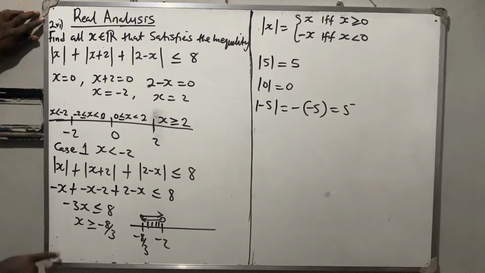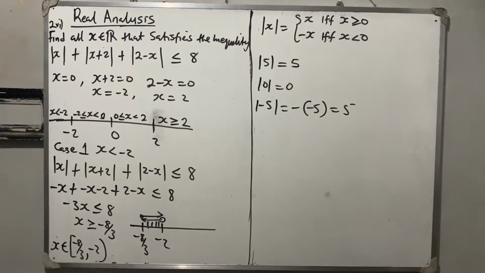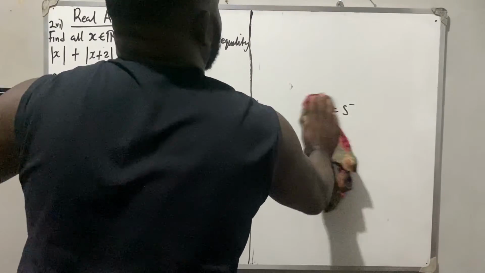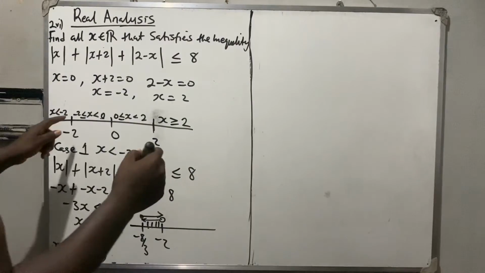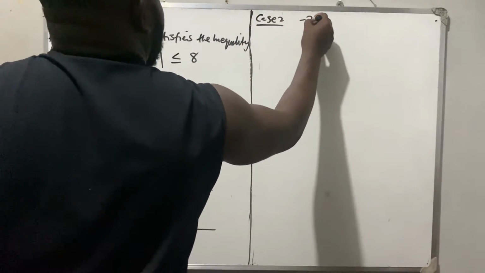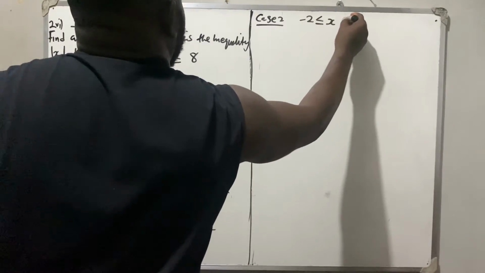So the answer to case 1 is that x is an element of the closed interval of minus 8 over 3 and the open interval of minus 2. So that is the solution for case 1. So we move to case 2. Case 2 says that minus 2 is less than or equal to x, which is less than 0.